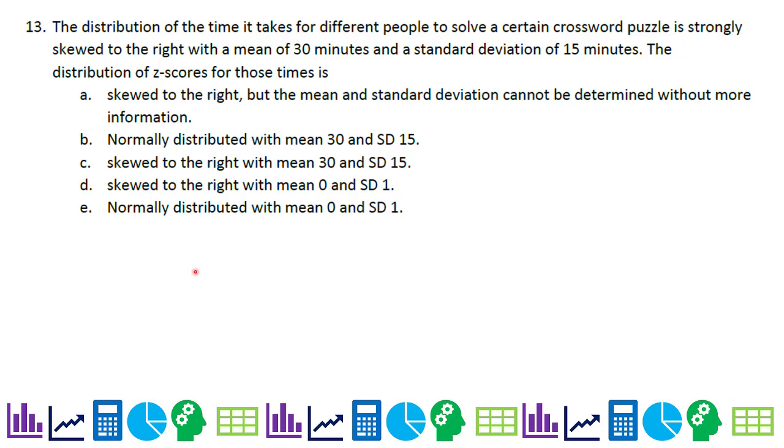Number 13. The distribution of time it takes for different people to solve a certain crossword puzzle is strongly skewed to the right, with a mean of 30 minutes and a standard deviation of 15 minutes. The distribution of z-scores for those times is what?